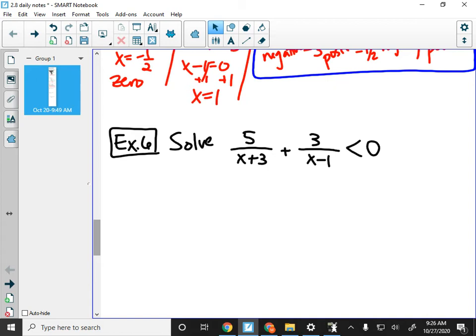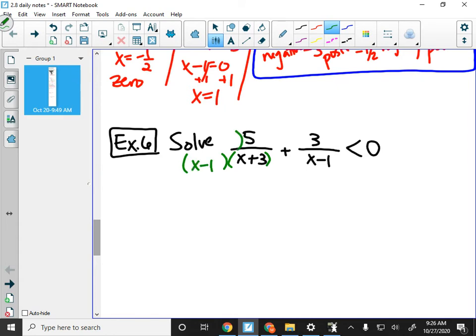In order to solve this one, what I want you to do is combine those two fractions together, get a common denominator. Once you have a common denominator, then we can hopefully make a sign chart. So my common denominator is going to have to be for this one, multiply the top and the bottom by an x minus 1, multiply the top and the bottom of this one by an x plus 3.